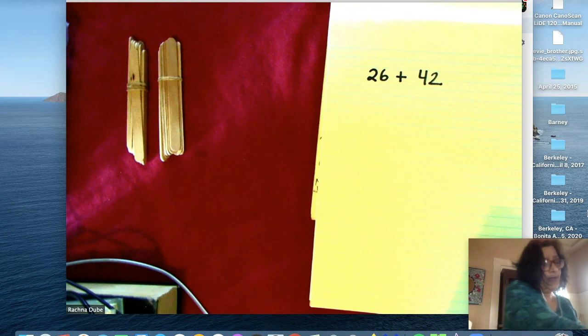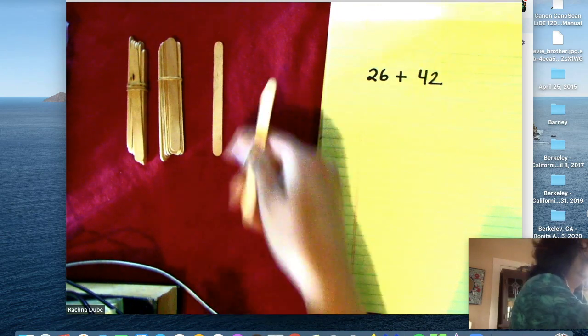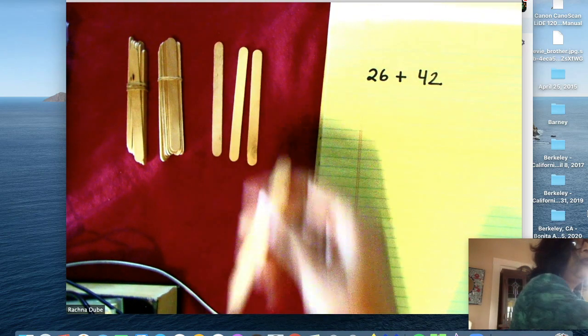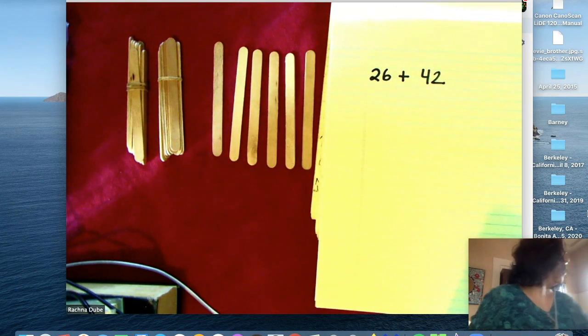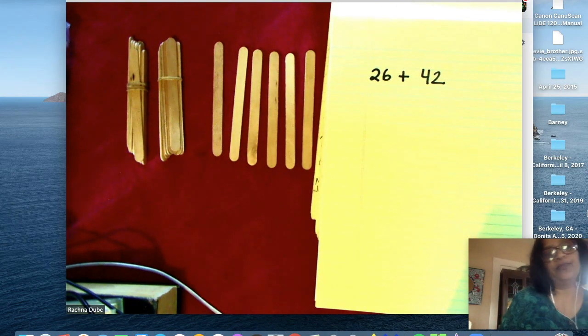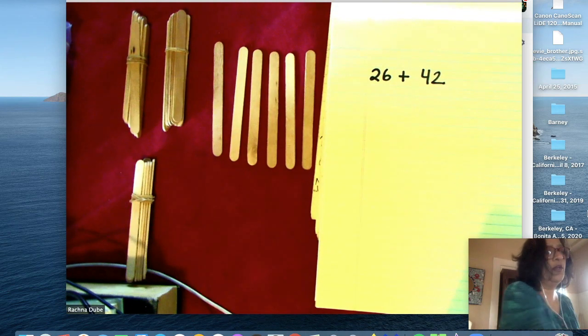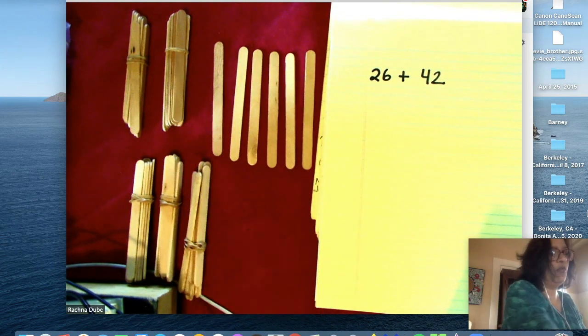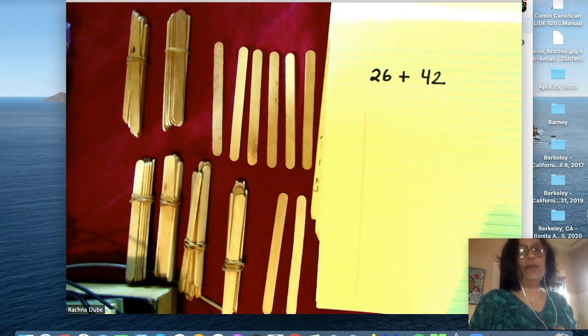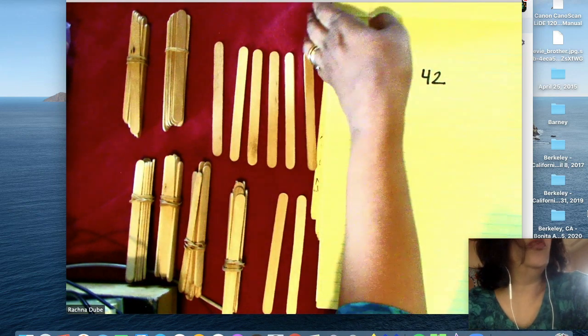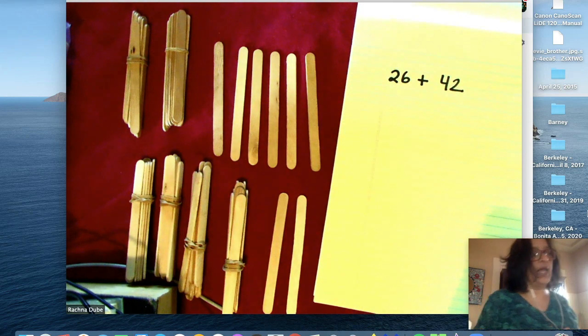26 plus 40, so I've got 20 and 6. 1, 2, 3, 4, 5, 6. That's 26. Now I need 42. I'm going to get 10, 20, 30, 40, and 2 more. 1, 2. What would be the best way to put those groups together?